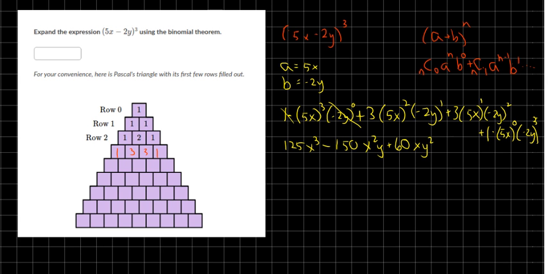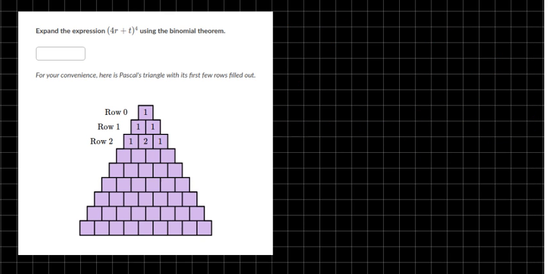squared, and then my last one here is going to be cubed, so that's going to be a negative 8. So let's see, minus 8y cubed. Okay, and then when we put that up in here, we should get it right. Let's look at the next problem.